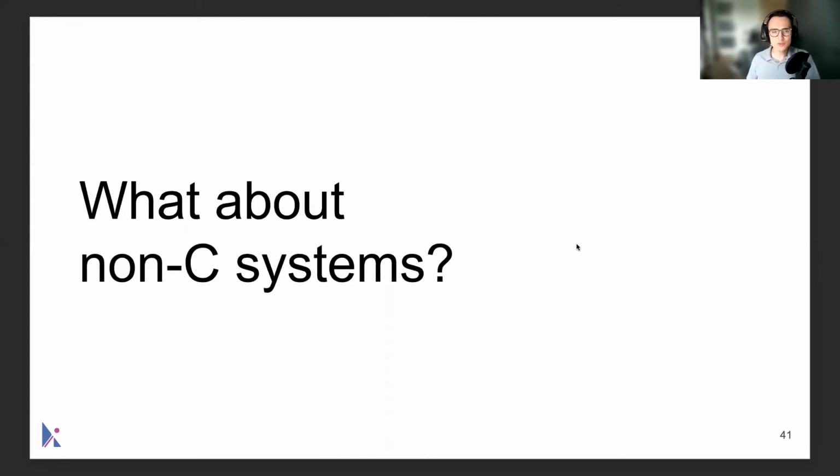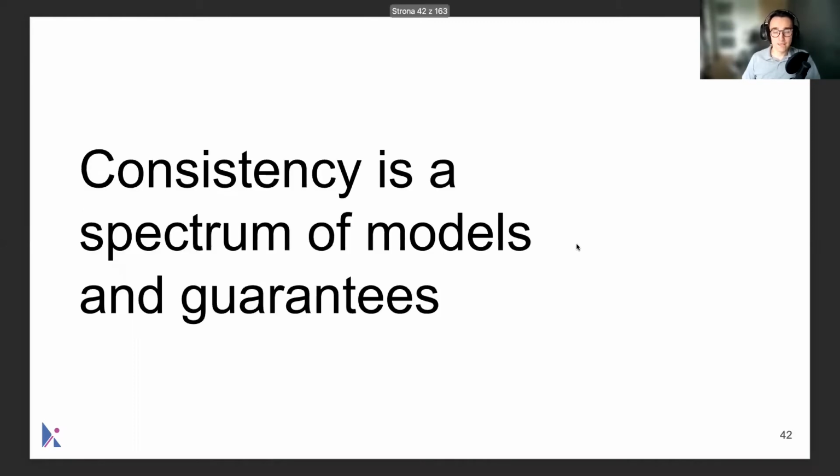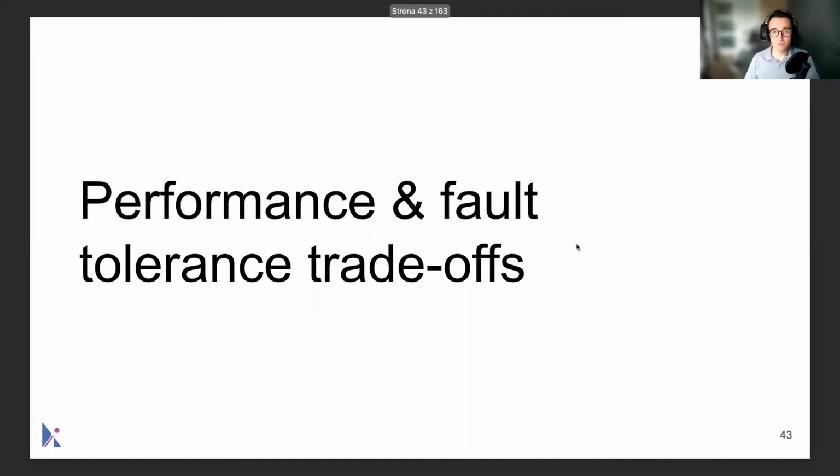But what about the non-C systems? So what about those systems which do not provide linearizability? Does it mean that they don't provide consistency at all? And in fact, the answer is no, because consistency is a whole spectrum of different models and guarantees. And why do we have so much choice? Well, the answer is very simple. All those options represent different trade-offs between performance and fault tolerance.